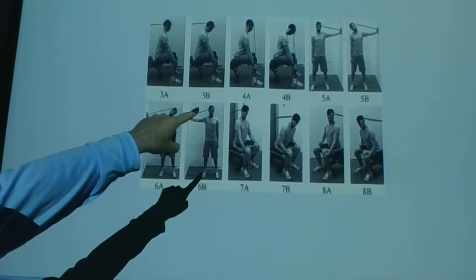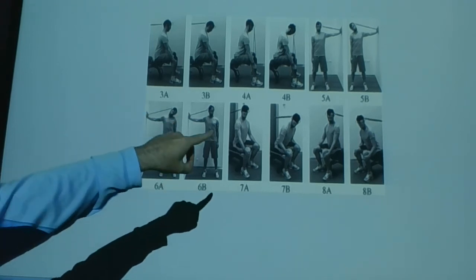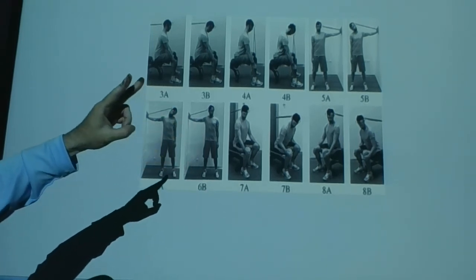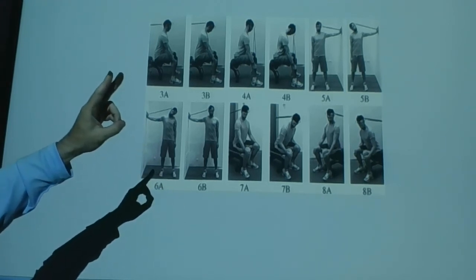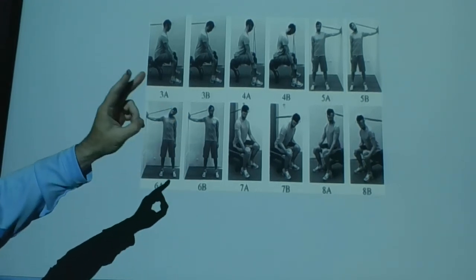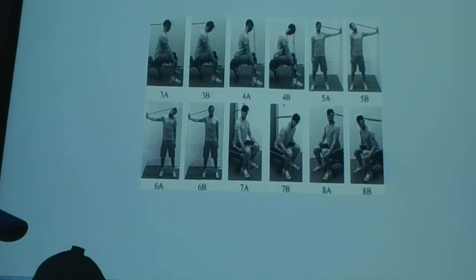4A to 4B, cervical extensors, eccentric work. B to A, cervical extensors, concentric work. 4A, cervical extensors, isometric work. 4B, cervical extensors, isometric work. Who are the cervical extensors for this class? The left and the right erector spinae.